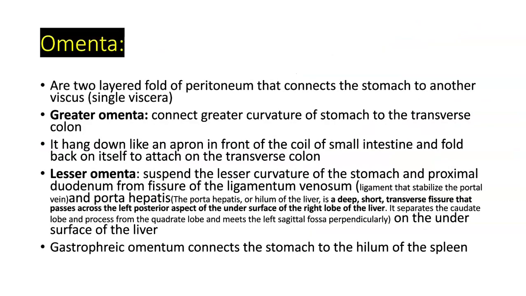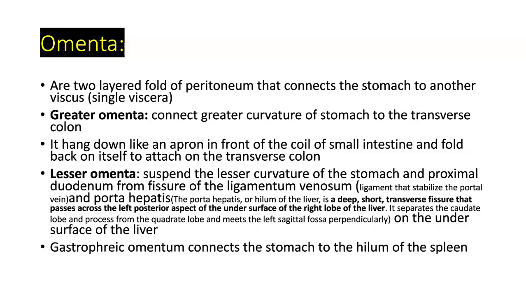Now, omenta are two-layer folds of peritoneum that connect the stomach to another viscus. The greater omentum connects the greater curvature of the stomach to the transverse colon. It hangs downward like an apron in front of the coils of the small intestine and folds back on itself to attach to the transverse colon.